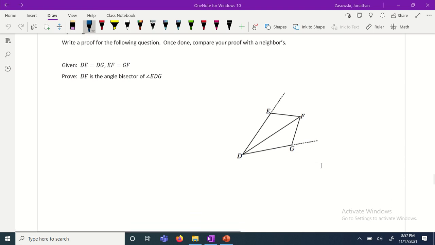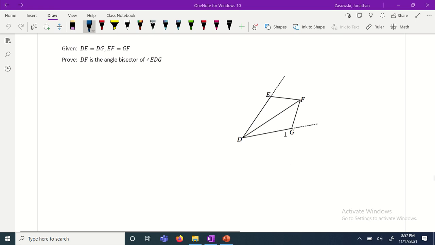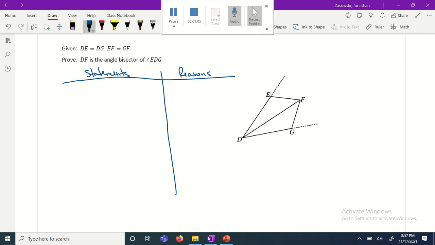Let's just go over this one first, just a quick review. Try this one on your own, and then we'll go together and see how far you can get. Page 107. If you had a chance to try it on your own, awesome. If not, let's finish up our statements and reasons here.